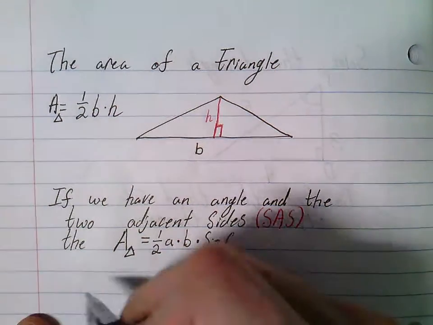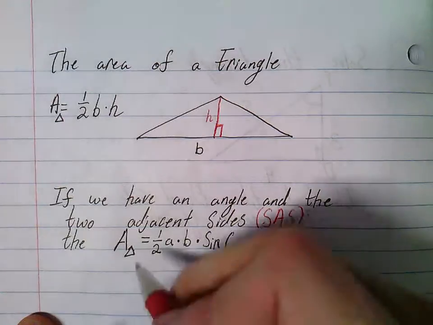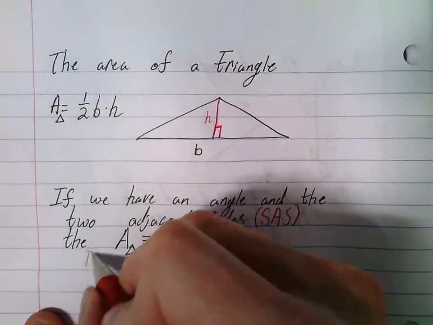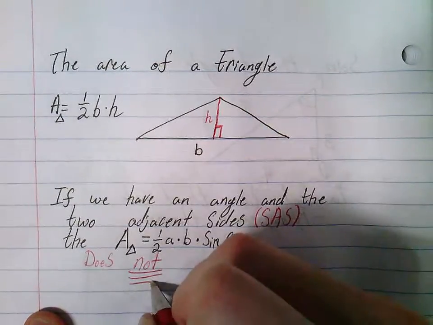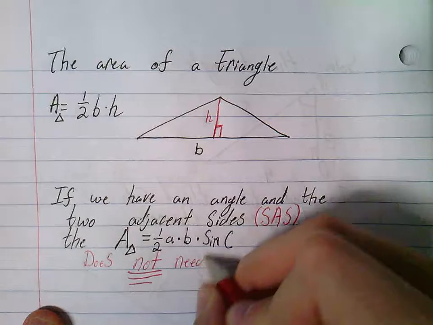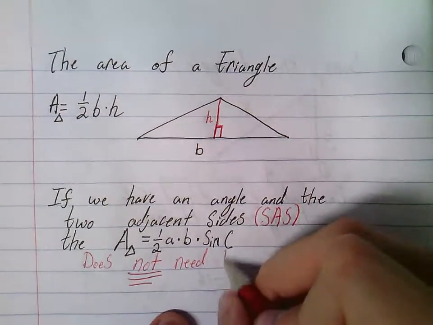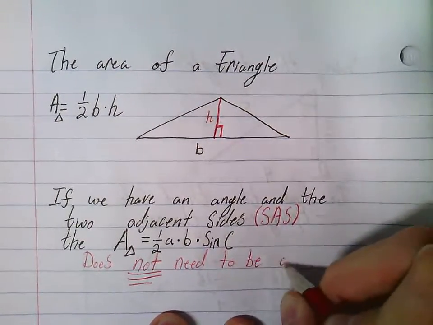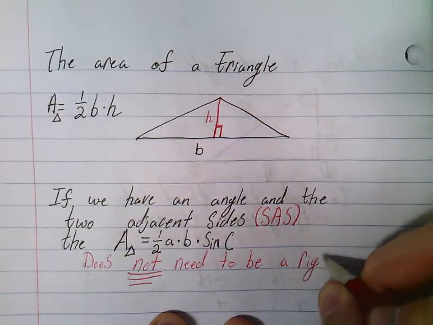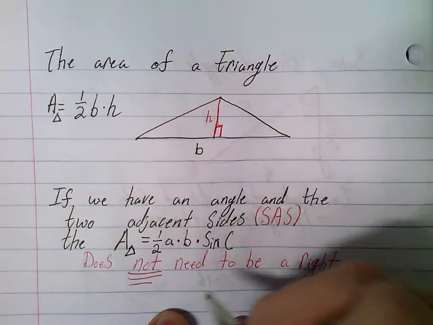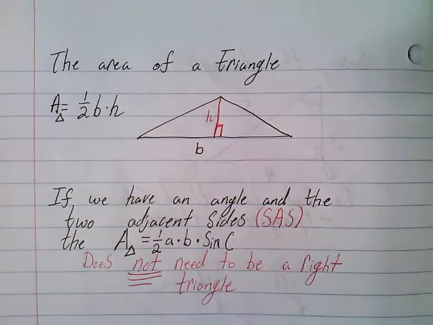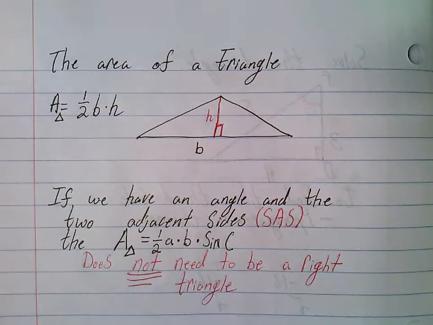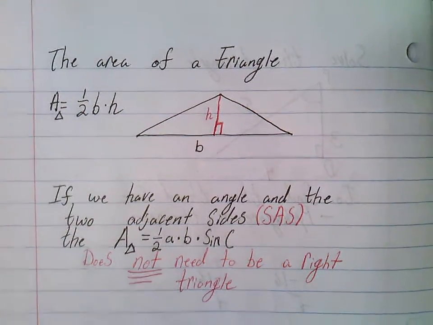Okay, so let's say that I've got a triangle, and it's important to note here it does not need to be a right triangle. Okay, so we're starting to apply our trig to non-right triangles. This does not have to be a right triangle.